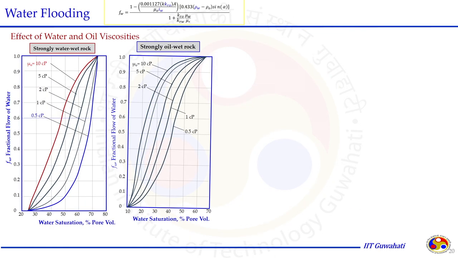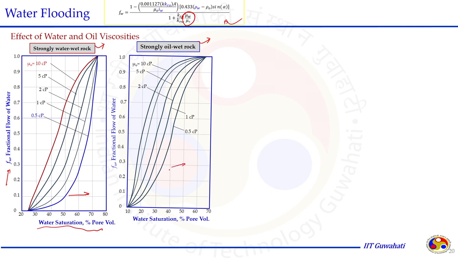So when we use the same equation to understand more features of water flooding, let's see the effect of water and oil viscosity. The oil and water viscosity come into the picture in this expression to calculate the FW. We can see the effect of water and oil viscosity for two cases, when the system is strongly water wet and when the system is strongly oil wet. In the strongly water wet system, we will see the trend is like this. The water saturation or the percent of the pore volume versus the fractional flow rate of the water shifted towards the higher saturation side compared to the strong water wet system.